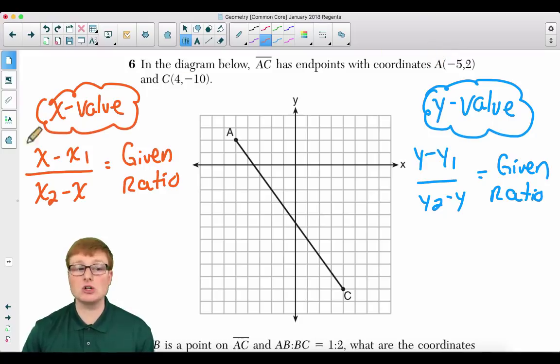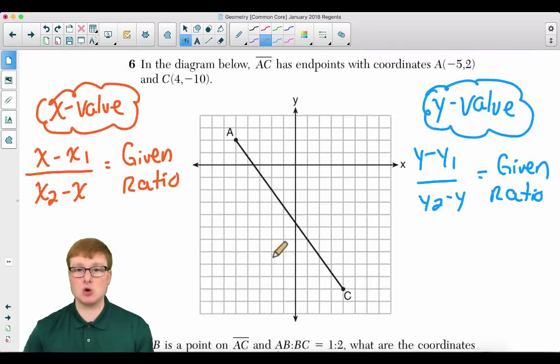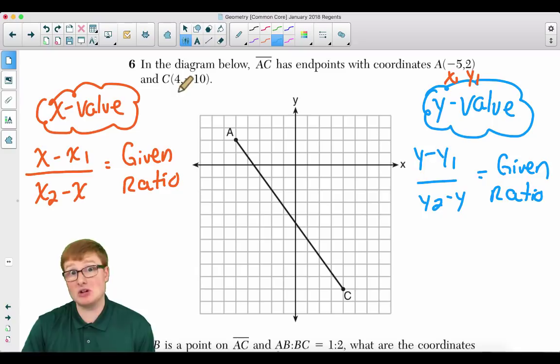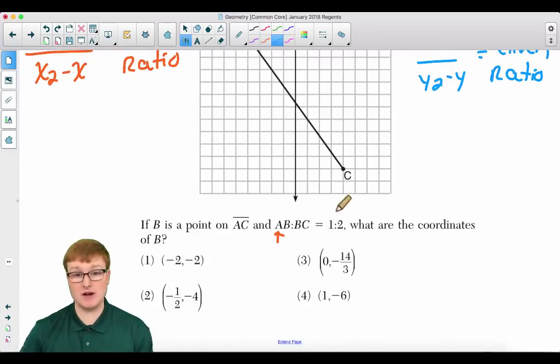Well, in order to use these formulas properly, you have to make the very first coordinate that's given to you, in this case A, the x1, y1. There are no exceptions. And your point C, your other coordinate, has to be x2, y2. The standalone x's and y's in your two formulas remain there. Don't touch those. Now, the given ratio we're trying to find is 1 to 2.